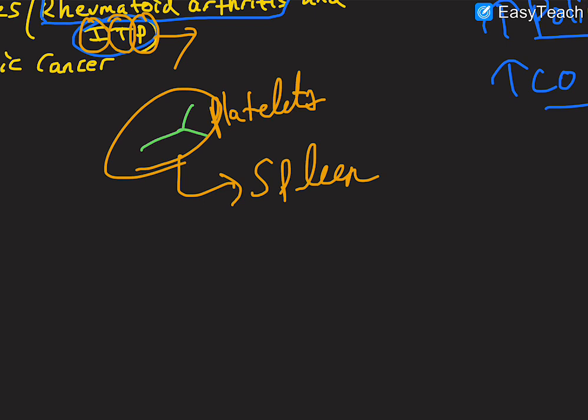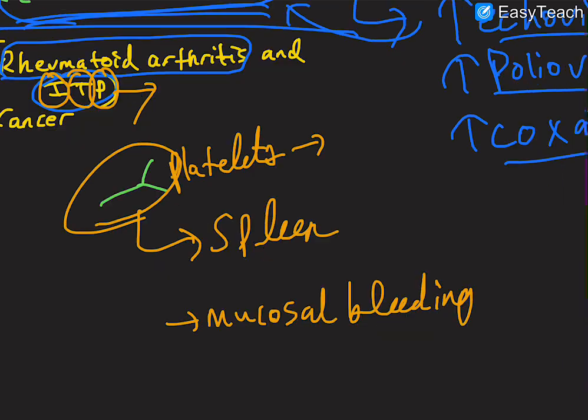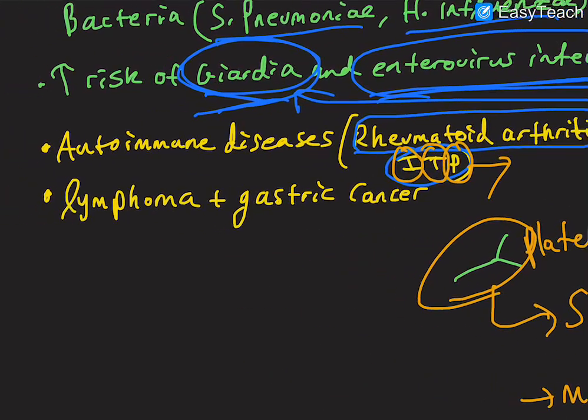And of course, that happens because we know platelets are good for forming the platelet plug and helping you stop bleeding. But if you have low platelet counts, then you can see mucosal and skin bleeding, one of them being purpura. So with low platelets, you can see mucosal and skin bleeding, which is what you would see in ITP. So that's basically a quick summary of what ITP is.